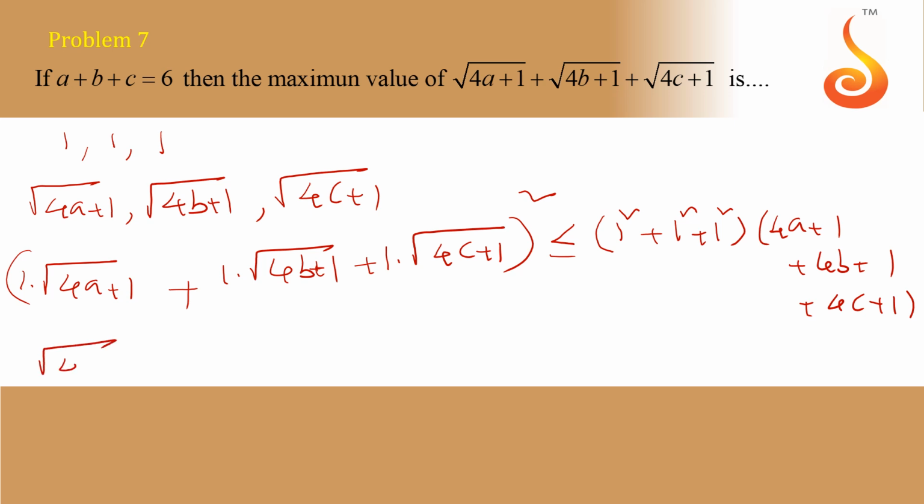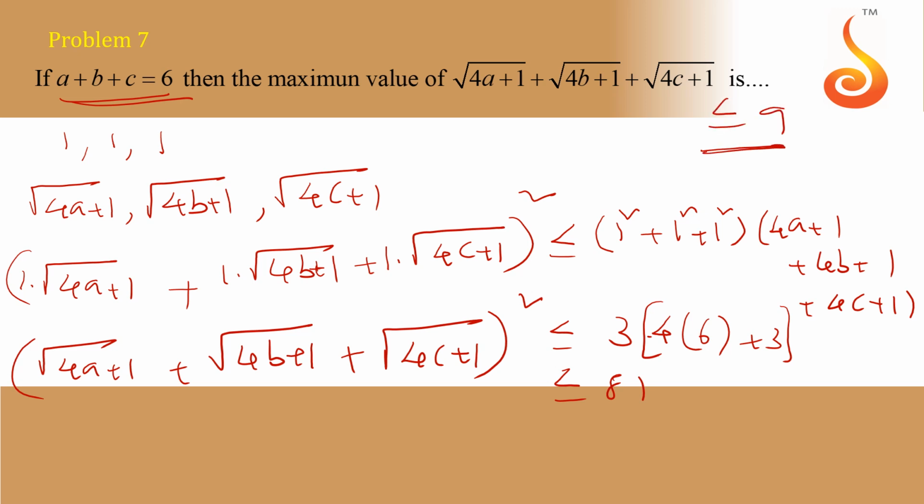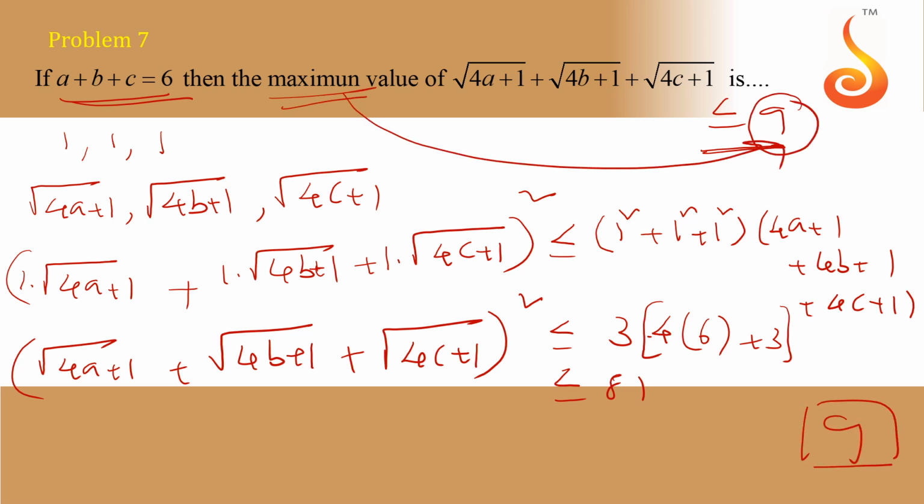Then this, (under root of 4a plus 1 plus under root of 4b plus 1 plus under root of 4c plus 1) whole square, is less than or equal to 3 into (4a plus 4b plus 4c, which means 4 times 6, because a plus b plus c is given as 6, plus 3). I think this is less than or equal to 27. So the whole square is less than or equal to 81, so our expression will be less than or equal to 9. Less than or equal to 9 means the maximum value will be 9. So 9 is the answer.